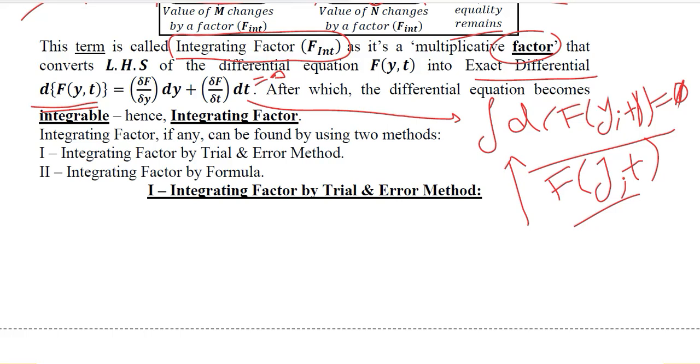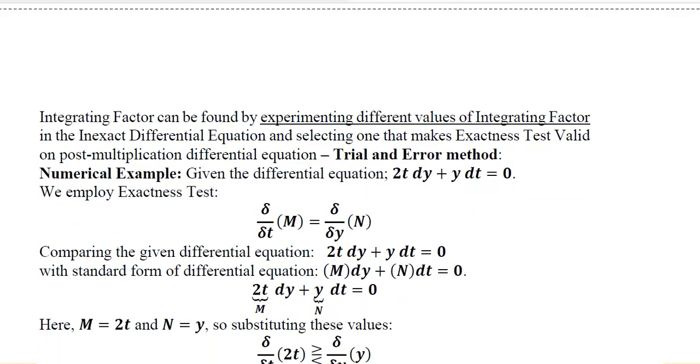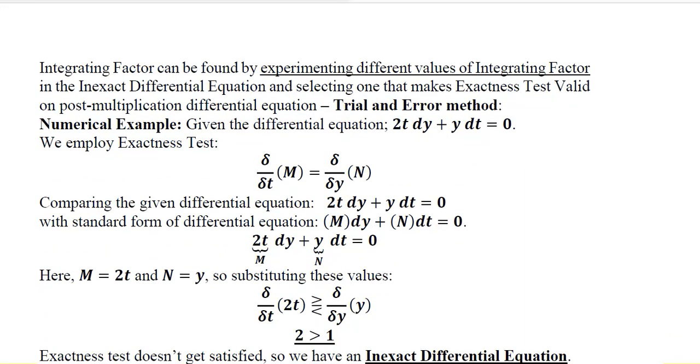There are two ways. One is the trial and error crude method, and the other is the formula method, which is more scientific. Primarily we start with the trial and error method, and it's very easy because what we will do is we will experiment with different values. As integrating factor, we will assume that integrating factor is equal to y, and if this fails, we'll experiment with t, and then if it fails, then y square, and if it fails, then t square. So in this way, alternatively, we will introduce these variables and we will increase their power just to see which one of them serves as the integrating factor.